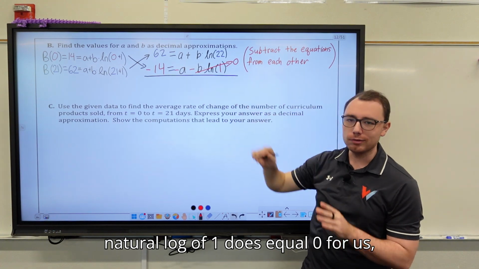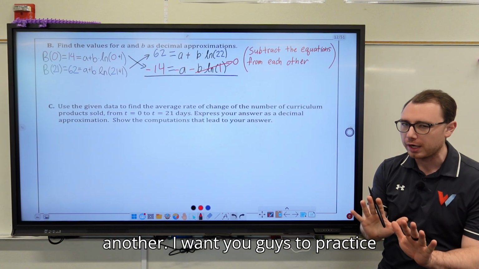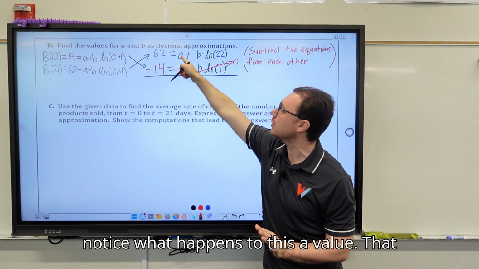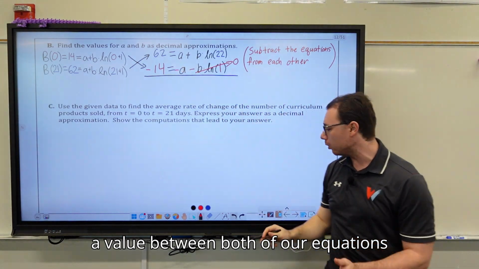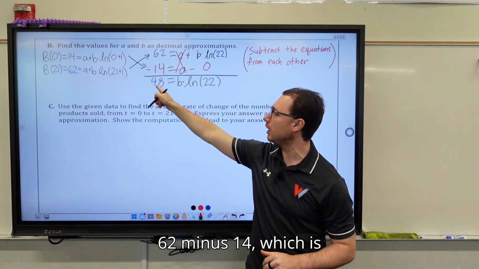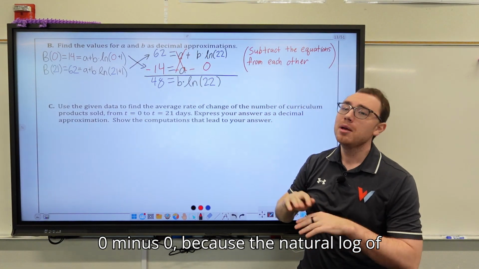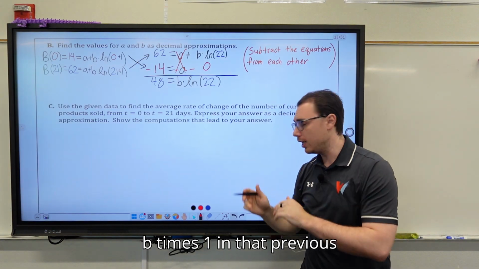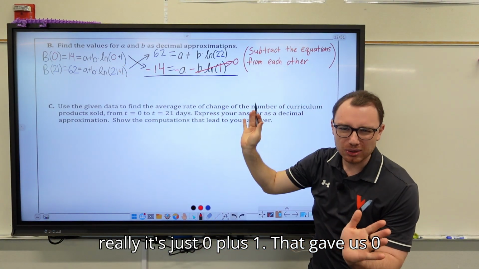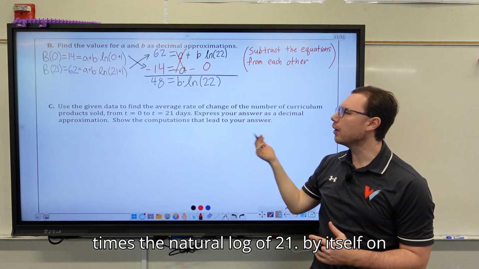Now, the natural log of 1 does equal 0, pretty luckily, but we're just subtracting the equations from one another. I want you to practice solving equations like this, because notice what happens to the a value. That a value between both of our equations subtracts out. And we're just left with 62 minus 14, which is 48, equals b times the natural log of 21 minus 0, because the natural log of 1 in that previous version of the equation gave us 0 automatically. We end up getting b times the natural log of 21 by itself on the right-hand side.